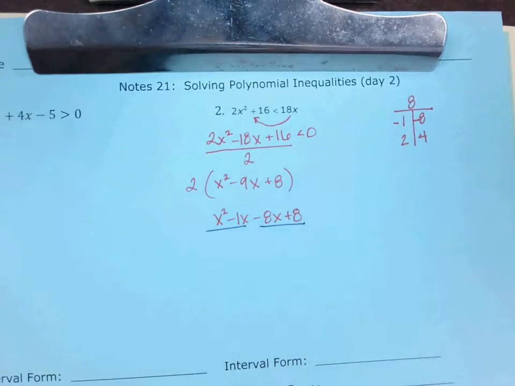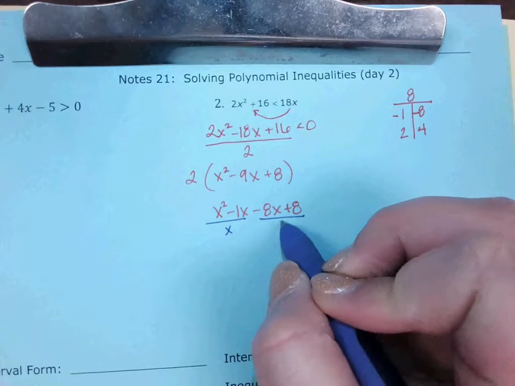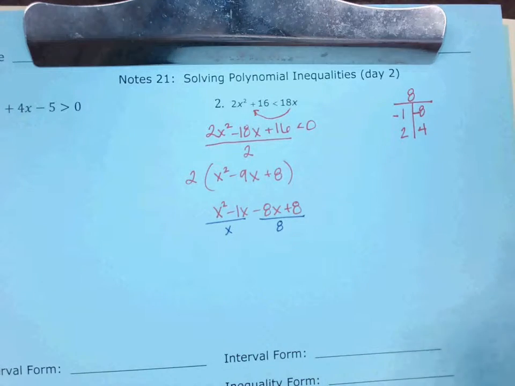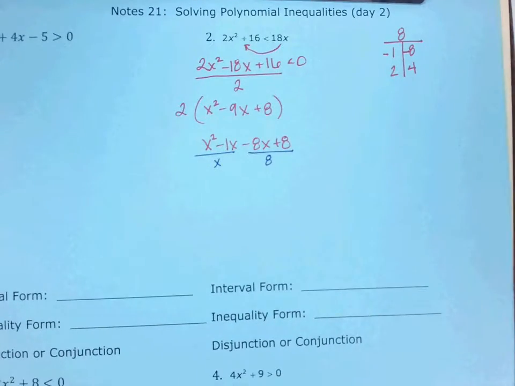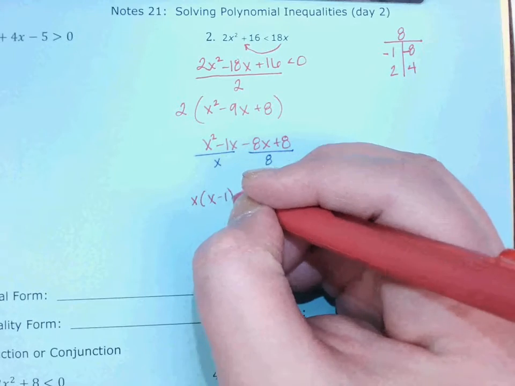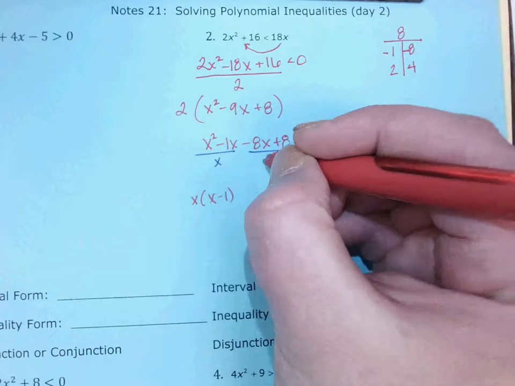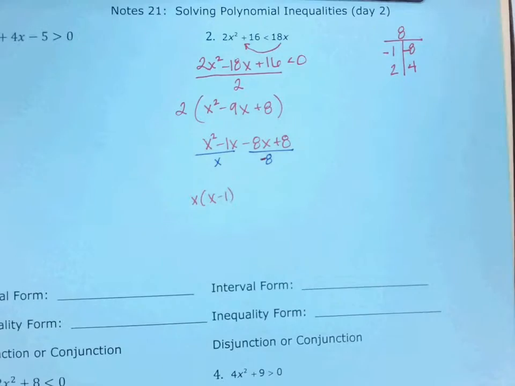First two guys, what can we pull out? An x. Second two guys, I can pull out an 8. Okay, here we go. First two guys, when I take the x out, what's left over? X minus 1. We're going to fix it in a second. Okay, x and then an x minus 1. And then out of the second two, if I pull out just an 8, what's going to be wrong with my x? It's going to be negative. That's not going to work. So I need to take out a negative 8.